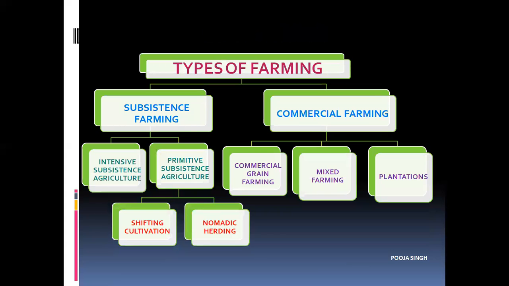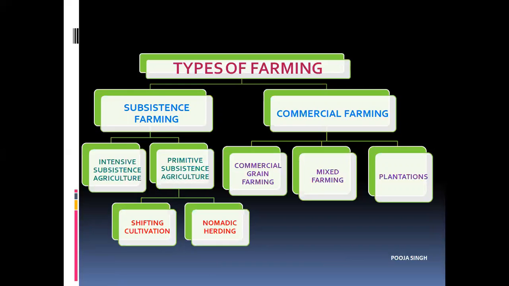Types of farming. Farming is practiced in various ways across the world. Depending upon the geographical conditions, demand of produce, labor, and level of technology, farming can be classified into two main types. These are subsistence farming and commercial farming. Subsistence farming can be further classified as intensive subsistence and primitive subsistence farming.